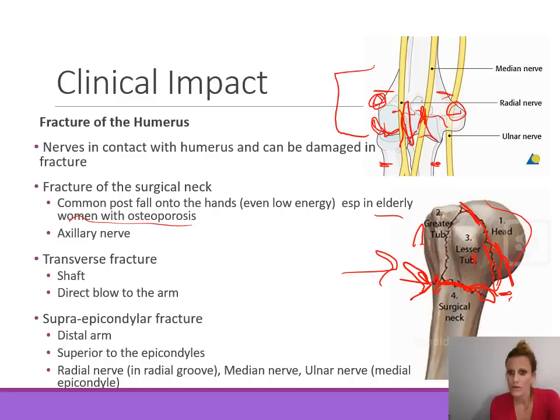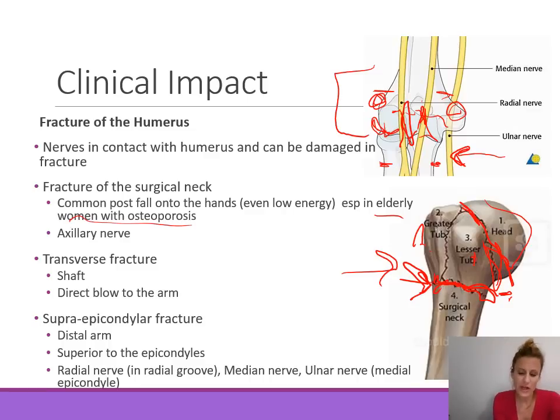Also over here is the ulnar nerve. So the median nerve, radial nerve, and ulnar nerve are all in very close proximity to the elbow joint and can all be affected when there are fractures in the elbow region.